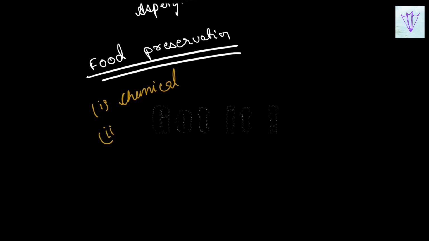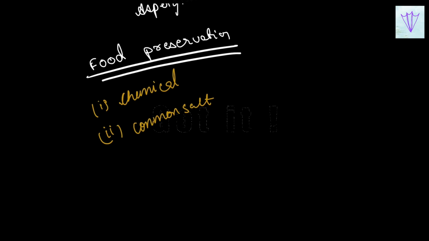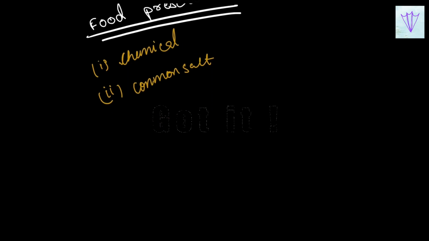The second method is by common salt. Common salt has been used to preserve meat and fish for ages. Meat and fish are covered with dry salt to check the growth of bacteria. Salting is also used to preserve amla, raw mangoes, and many more.